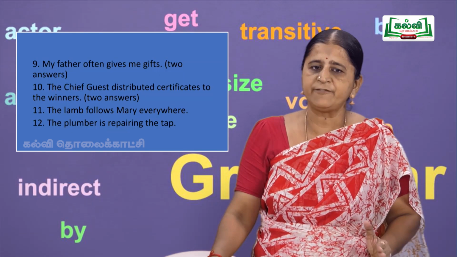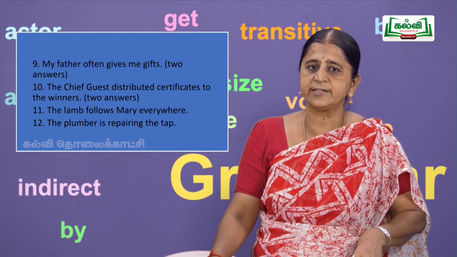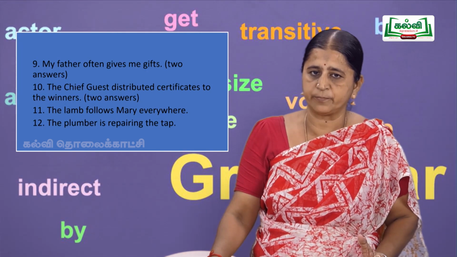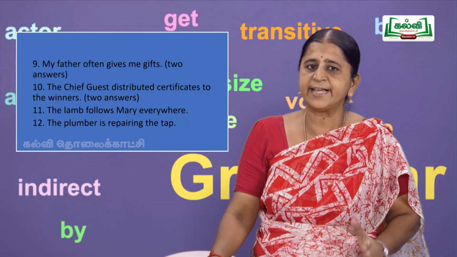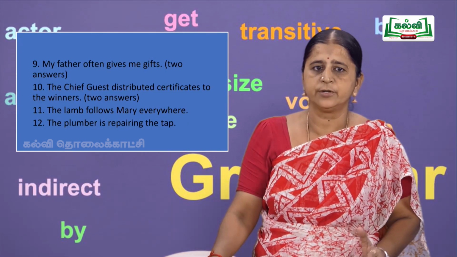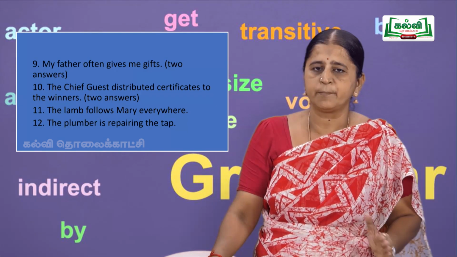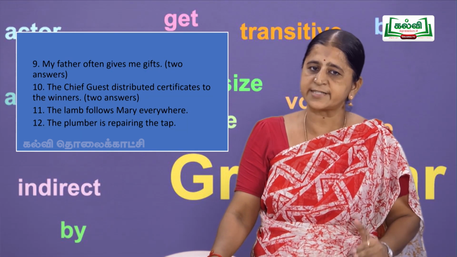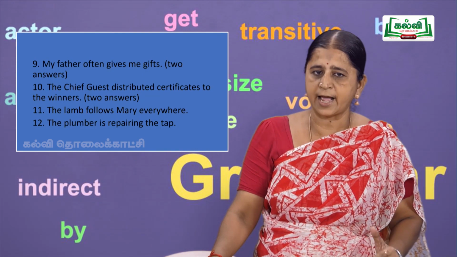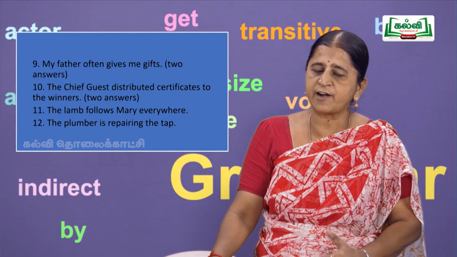இப்போ my father often gives whom? meன்னு பார்த்துருக்கோம். So me வந்து I ங்கிற ஃபார்முக்கு மாறும். பாசிவ்ல எழுதும்போது me gets converted into I. I வரும்போது verb am வரும். So I am often given gifts by my father. So this is the second answer. I am often given gifts by my father.